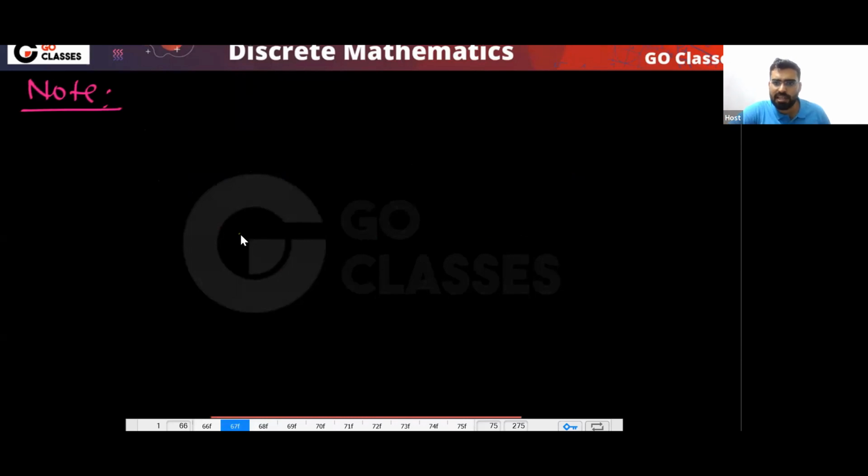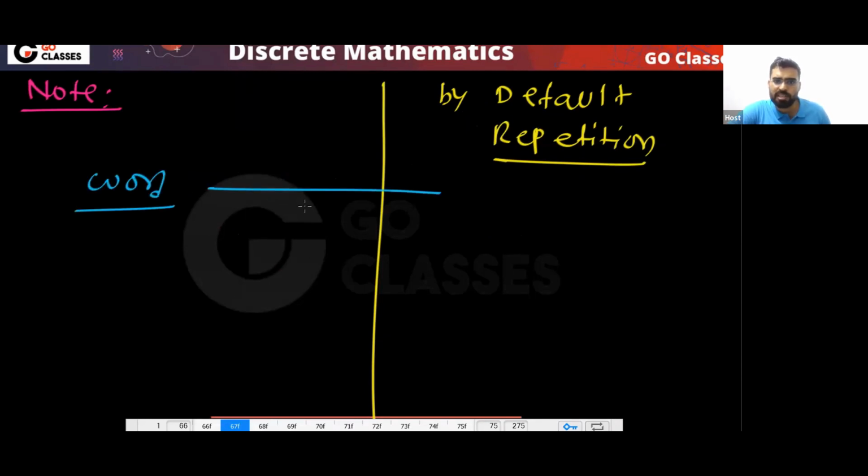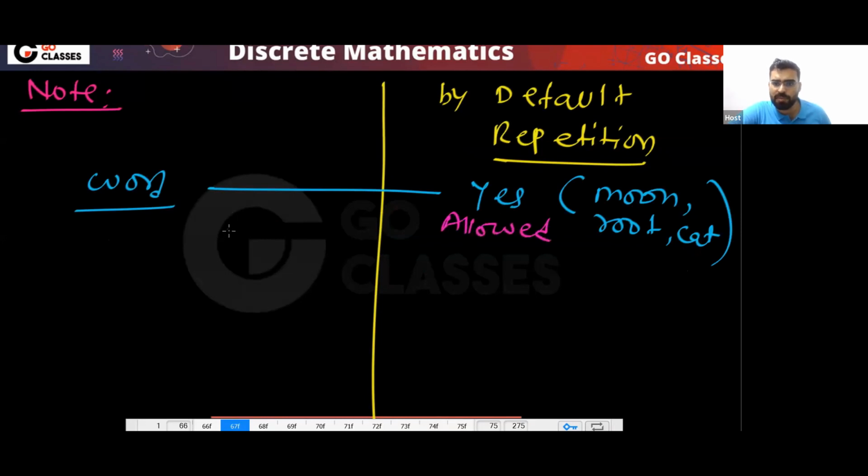Just tell me this point: by default, is repetition allowed or not? In a word, by default repetition is allowed. Moon is a word, room is a word, cat is a word. So by default repetition is allowed. It does not mean that you have to have repetition.